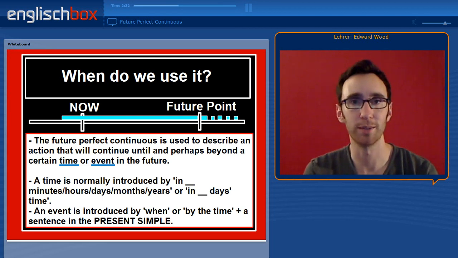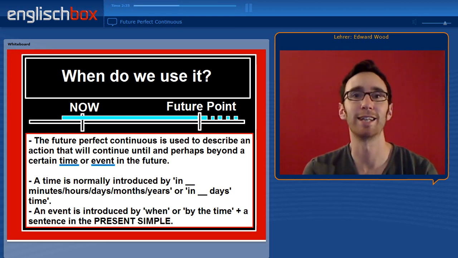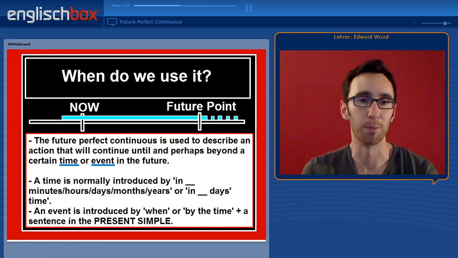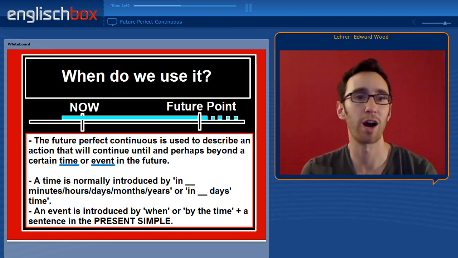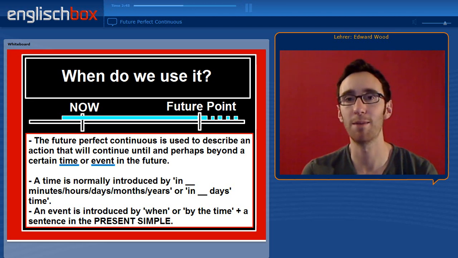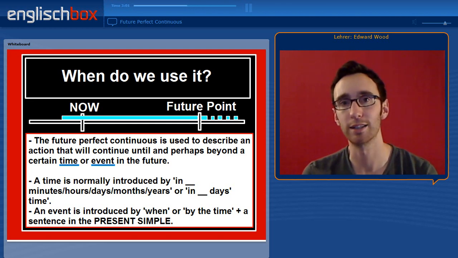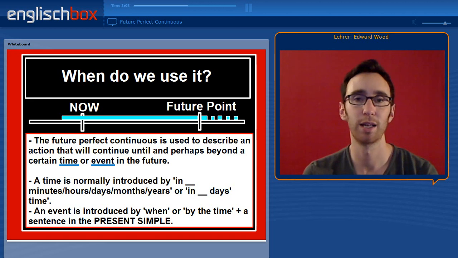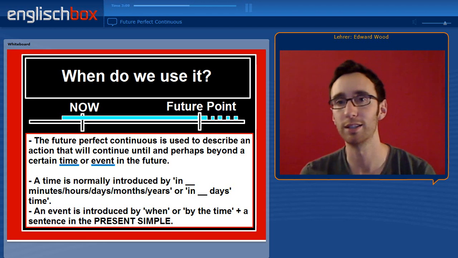So we've looked at the structure. When do we use this tense? Well, we use the future perfect continuous to describe an action that will continue until and perhaps beyond a certain time or event in the future. As you can see on the diagram, the blue action starts before now and continues until the future reference point, and we don't know if it will finish at this point or whether it will continue afterwards.